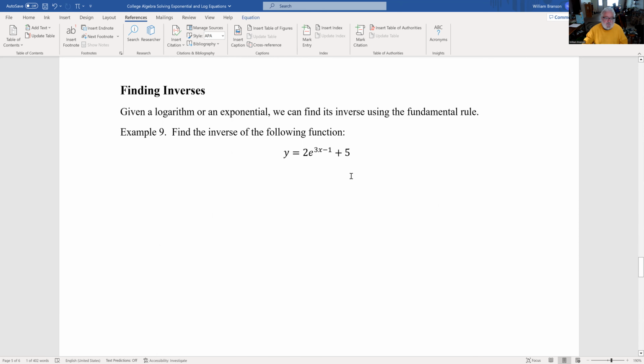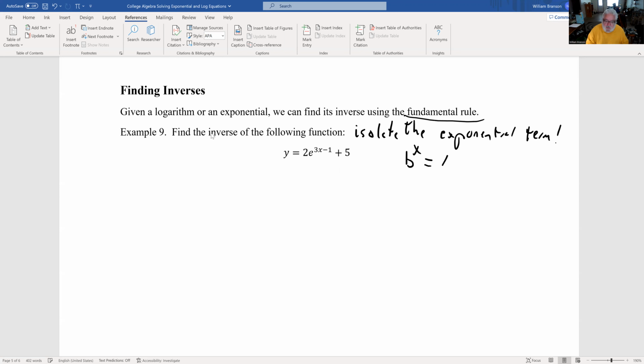So finding inverses, right? Here's a function. We want to find the inverse. And usually, again, this is going to be the fundamental rule. How do we find the inverse of this function? Isolate the exponential term. And then we can use the fundamental rule because we want to be able to write it like that. So subtract a 5 from both sides. And then we'll divide both sides by 2.